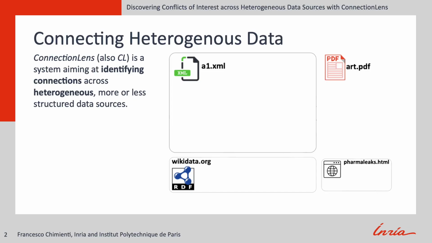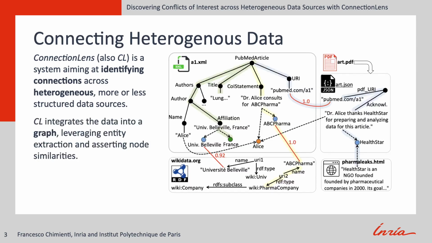Our team developed a software system called ConnectionLens, tackling a recurrent issue in the field of data journalism, that is, connecting heterogeneous and independently produced data sources. To this purpose, the ConnectionLens system is able to ingest a set of data sources of different formats, for example JSON files, HTML pages, or plain text files, and integrate them into a single graph.